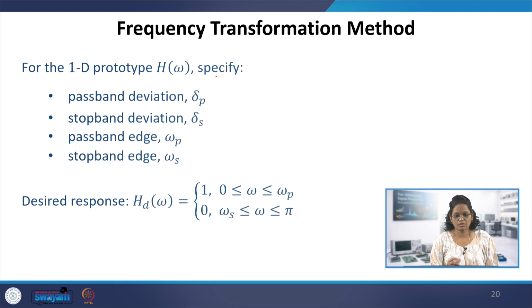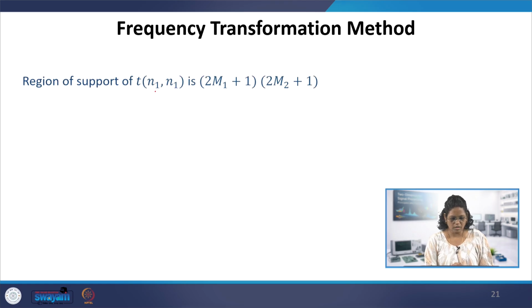And now, what is the 1D filter type which we have? In 1D, delta p, delta s, omega p, omega s are defined: that is the passband ripple, stop band ripple, passband frequency and stop band frequency. The desired frequency response is always 1 in the case of a low pass filter up to the passband, and the rest of it is 0. Using this we will design the filter, that is one.